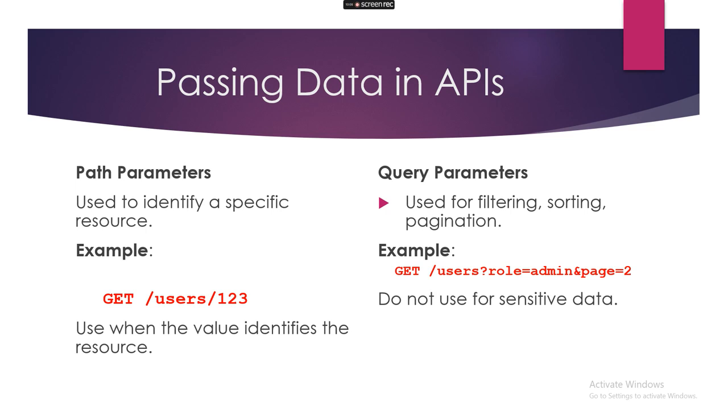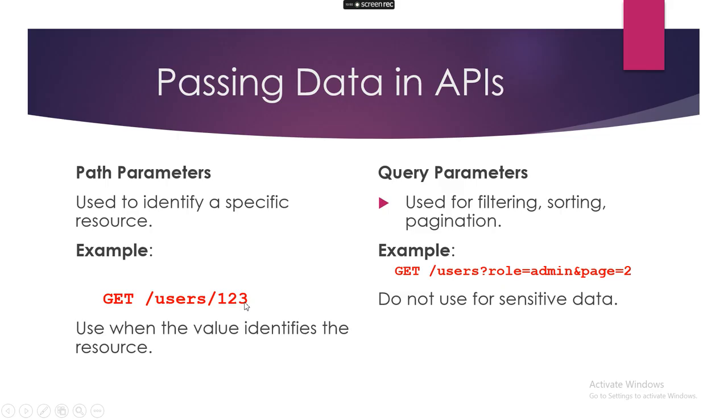So we're going to talk about passing data in APIs, and there are four main ways of passing data in APIs. The first one is path parameters, which is used to identify a specific resource. Example, as we have seen, GET, which is the request type, and then the path with the variable, which is a value. In this case, the user we want to get is the user with ID 123. So we're saying GET /users/123. This is going to return a single user. So if you run this 20,000 times, you are always going to get the user with ID 123.